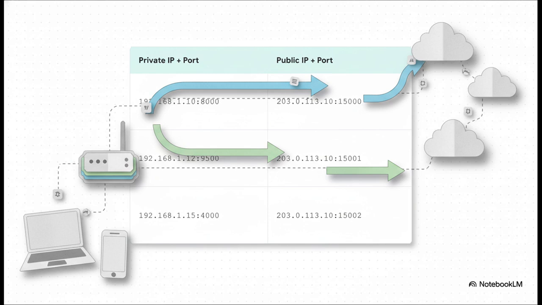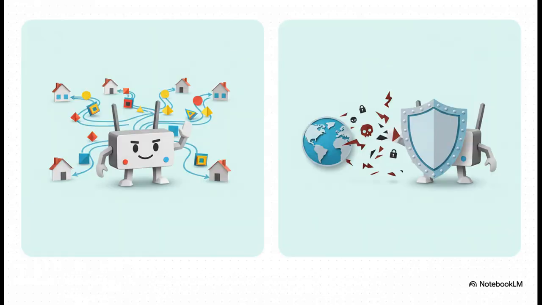You can see the router maps an internal device's private IP plus a unique port number to its own public IP and a corresponding unique external port number. So when your laptop and your phone both visit a website at once, the router gives them different outgoing port numbers, like 15,000 and 15,001. That way, when the responses come back to those specific ports, it knows exactly which device gets which data. It's brilliant.